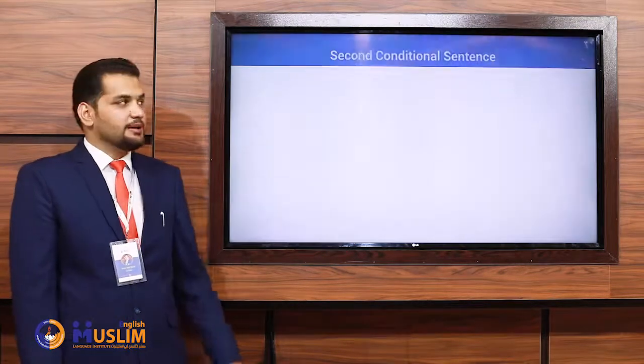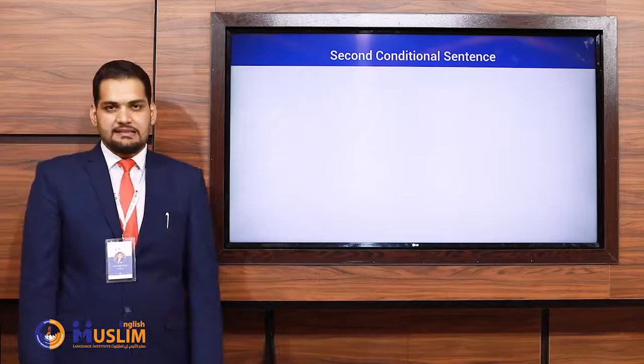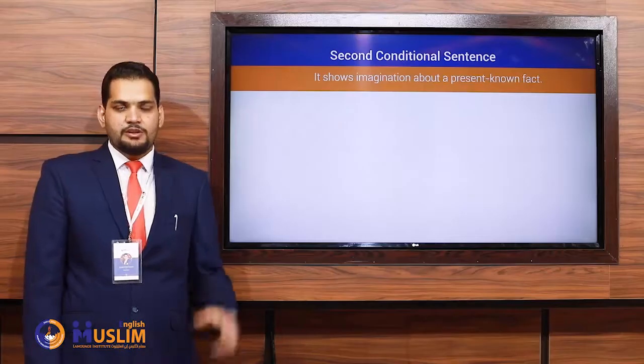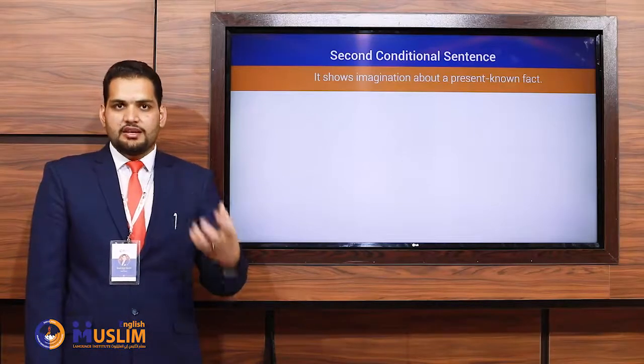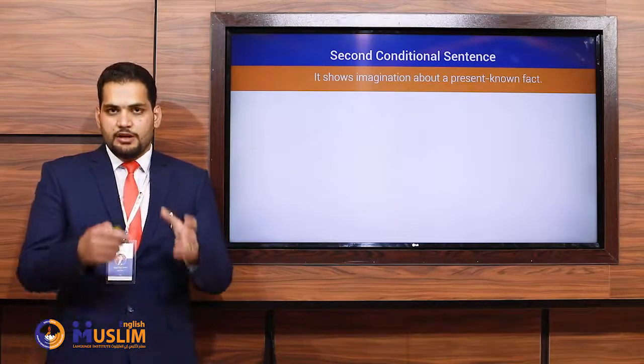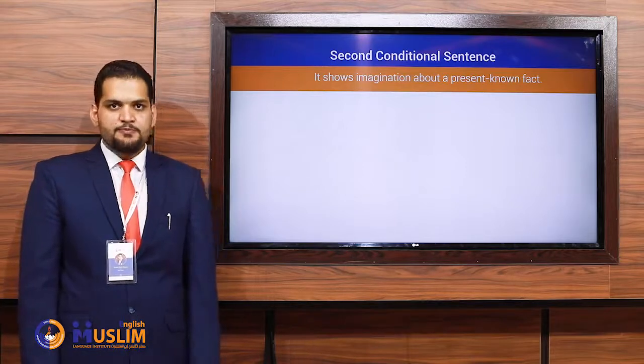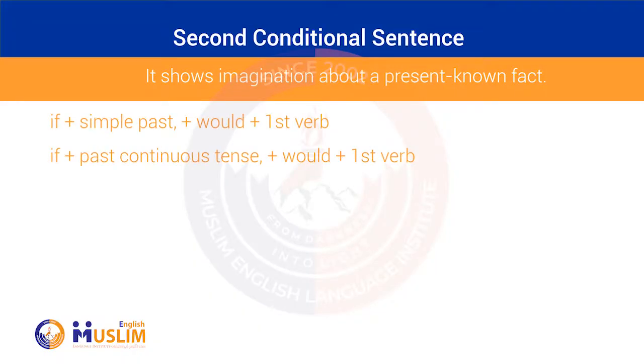Today we're going to talk about the second conditional sentence. What is a second conditional sentence? It shows imagination about a present known fact. When you want to show your imagination about a fact that is known in the present, you can use the second conditional sentence. The structure is if plus simple past, comma, plus would plus first form of the verb.